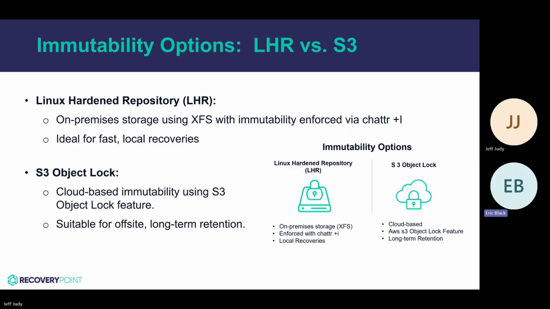So if you had to contrast which direction you should go: LHR for performance and rapid recovery, and S3 Object Lock for resilient offsite storage is pretty much where we typically land. Both can be used together in a tiered strategy for maximum protection. When we talk about Veeam SOBRs, we can set up extents, some of those being on LHR and then offloaded to S3 as well. And so you end up with 2 copies of immutable, which is great.